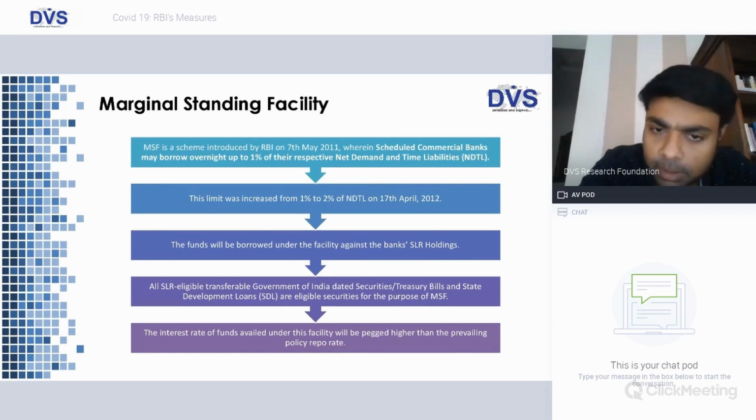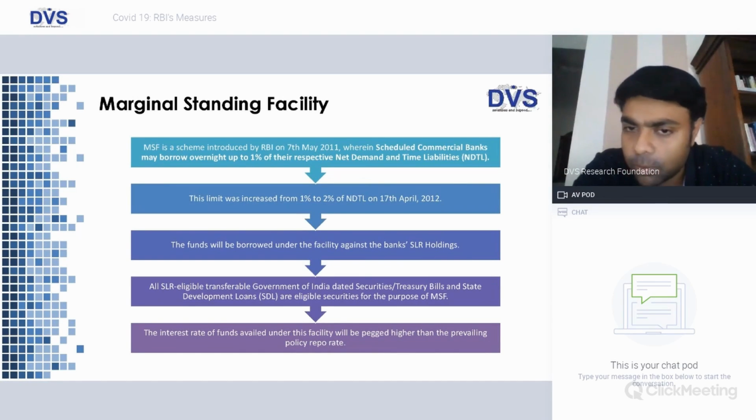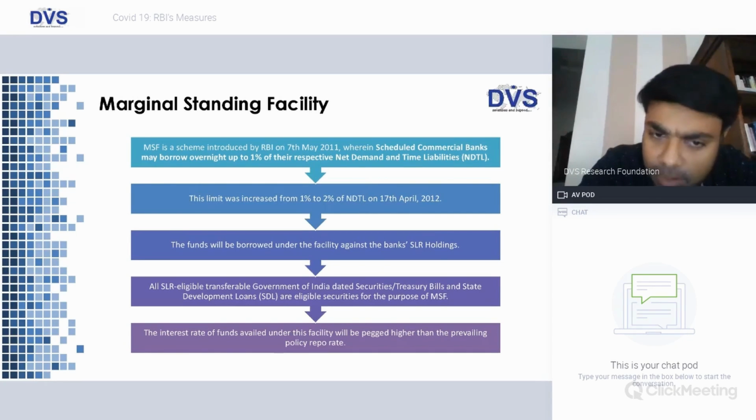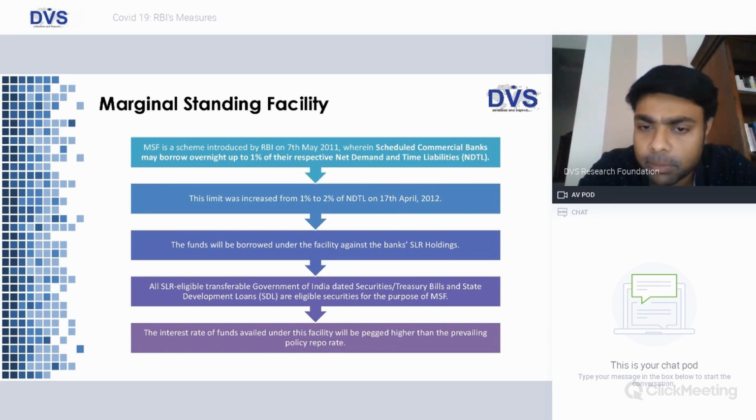So the funds will be borrowed under the facility against the bank's SLR holdings. So it's again a percentage. We saw how the SLR instruments are being parked. Now all SLR eligible transferable Government of India dated securities, treasury bills, and state developmental loans are eligible securities for the purpose of this marginal standing facility, because that's where you create liquidity, or you make these securities a pledge for the banks to raise liquidity under the marginal standing facility.